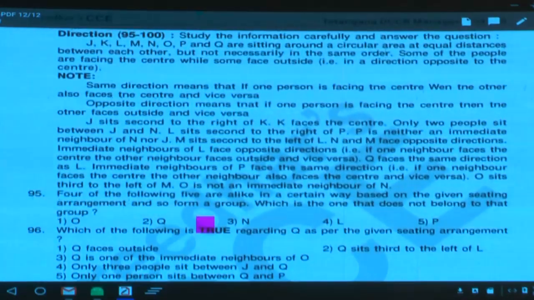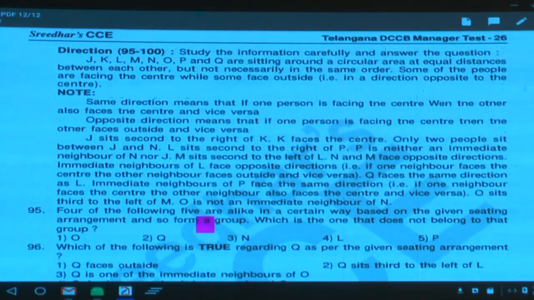Now question numbers 95 to 99. JK, LM, NO, PQ are the 8 persons seated around a circular table and with equal distance between each other but not necessarily in the same order. Some of the people are facing the center while some of the people are facing away from the center. Now in this one, how many persons are facing towards the center and how many are away from the center, that is not clearly given. But whereas some of them are inward and some of them are outward.